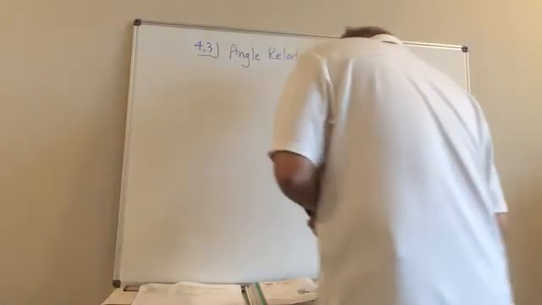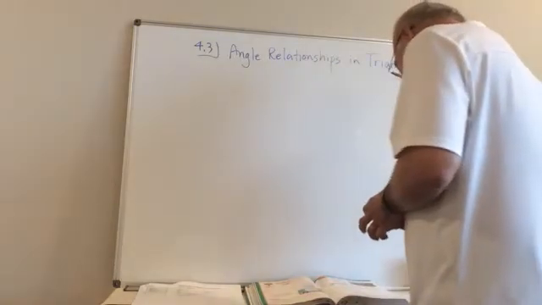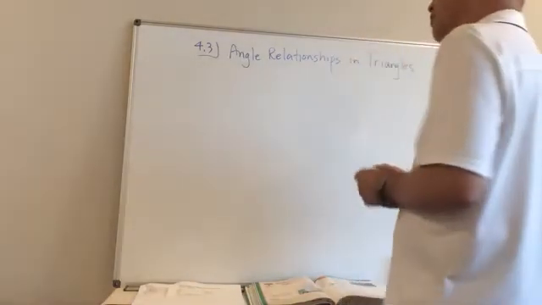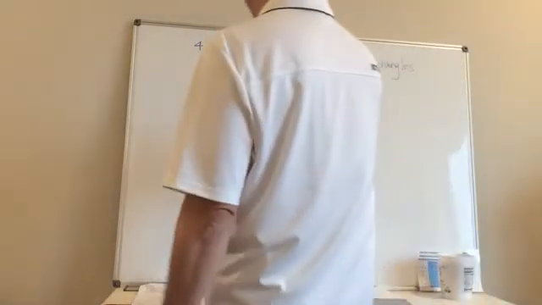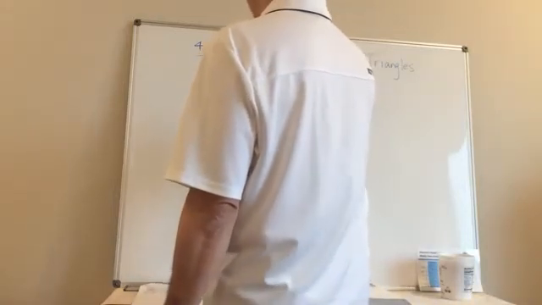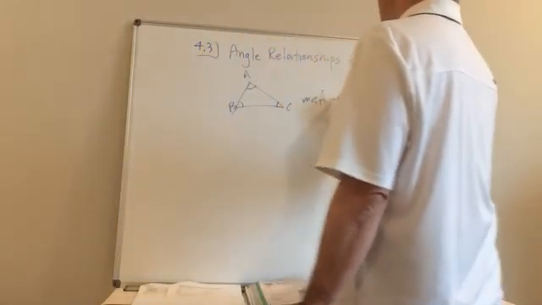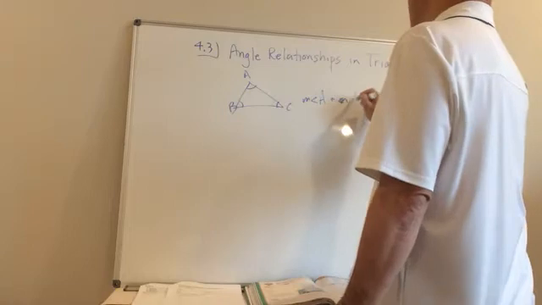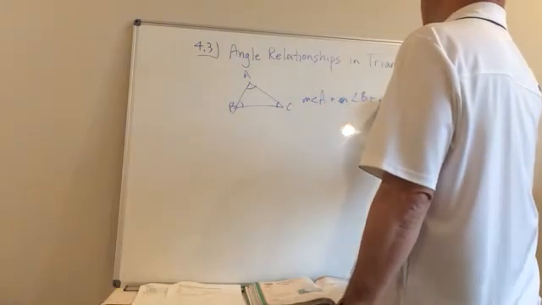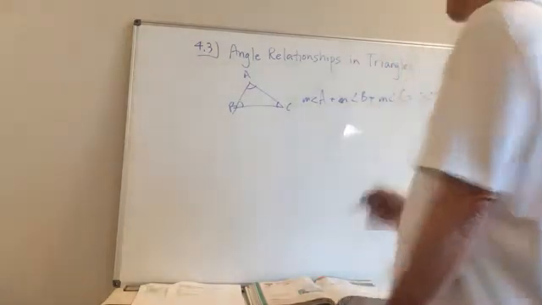Theorem 4.3.1 says the sum of the angle measures of a triangle is 180 degrees. Okay, we all know that, right? We all know that if you add these three angles, angle A plus angle B plus angle C is equal to 180 degrees. We know this, right? We've learned this.